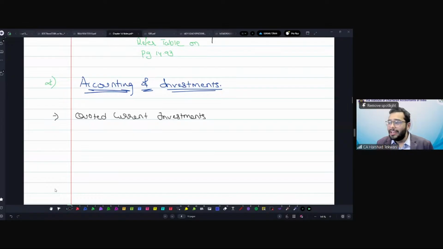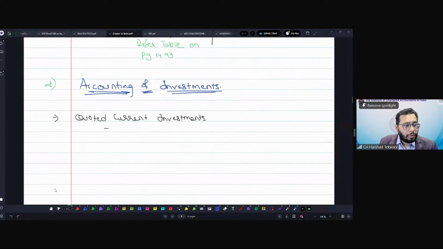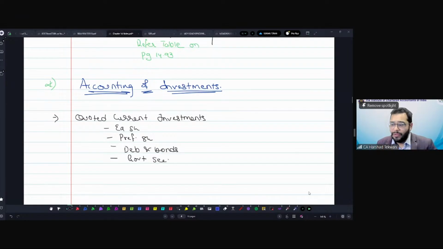now these quoted current investments, for the purpose of valuation, will be equity shares, then preference shares, then debentures, bonds, then government securities. So these will be classified under these categories, or mutual funds or others. So this is how your quoted current investments are classified in these categories.